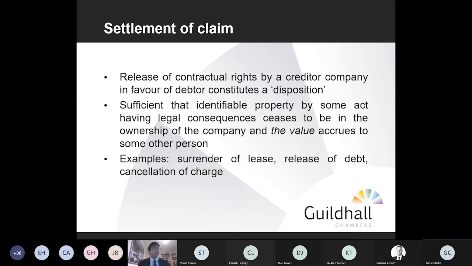In the Officeserve case, the value accrued to the director who'd been released from any claims because he no longer had a potential liability to the company. This is all in keeping with what Professors Waters and Good suggested, as we saw earlier. And examples that Judge Matthews gave were, much like Professor Good had suggested, surrenders of leases where the company is the landlord, releases of debts, and cancellation of charges held by the company. So all of those are caught by Section 127.